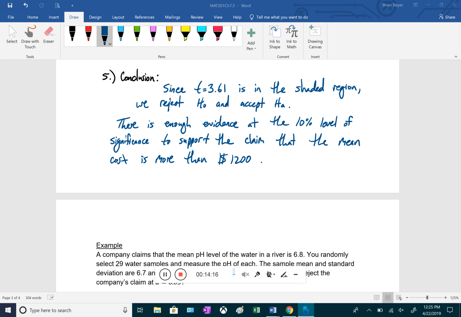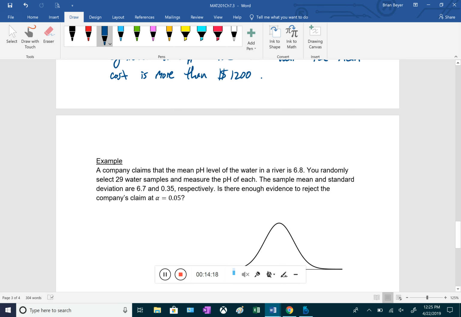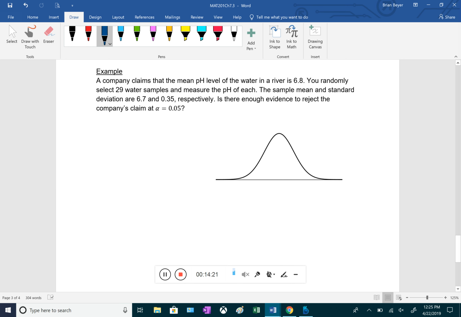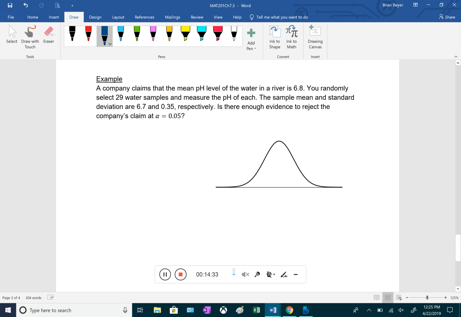Okay, so let's do one more here. So we have a company claims that the mean pH level of water in a river is 6.8. You randomly select 29 water samples from the river and measure the pH of each sample. The sample mean and standard deviation are 6.7 and 0.35. We want to know if there's enough evidence to reject the claim at a significance level of 0.05.